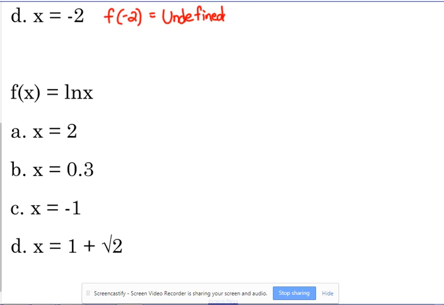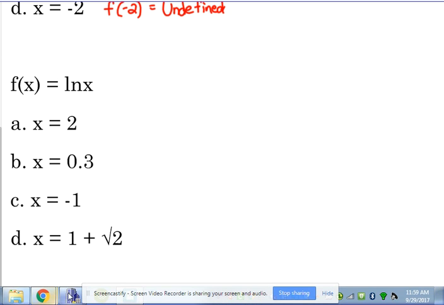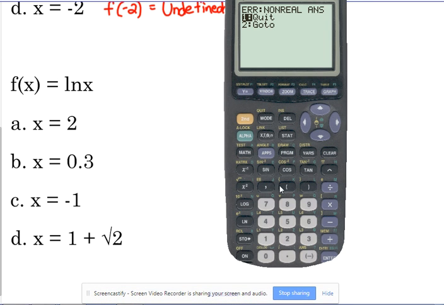All right, let's look at the natural log. It is also a button on our calculator. It's right beside the 4, right below the log. So natural log of 2. Let's just type these in real quick. Natural log of 2, natural log of 0.3. Do I need to type in the third one?